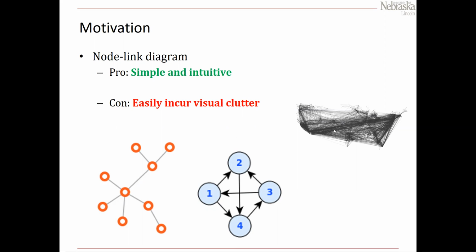For example, this diagram shows the US airline graph. With a certain number of edges, the visualization becomes very cluttered. Essentially, it is very difficult for us to perceive any information from this visualization.